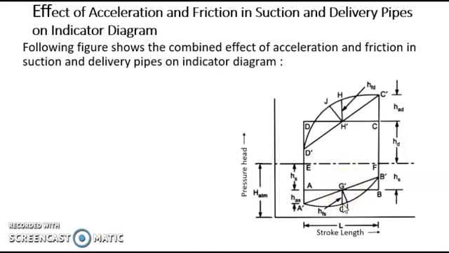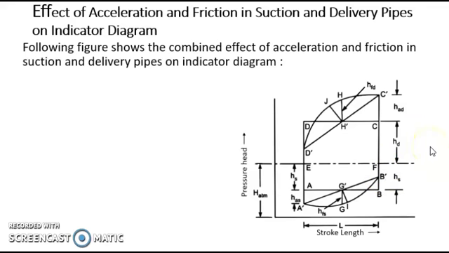pressure head. And you can observe that this FB is equal to HS, this B dash B is equal to HAS. So this FB dash is equal to HS minus HAS. So we can say that the pressure head in the cylinder at the end of the suction stroke is HS minus HAS below the atmospheric pressure head.